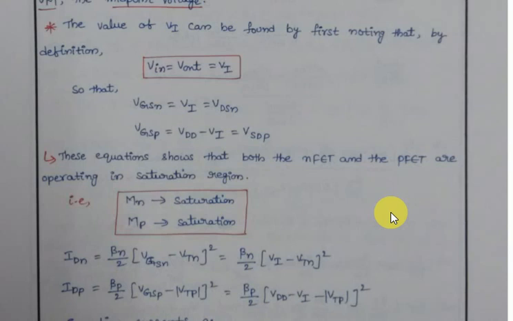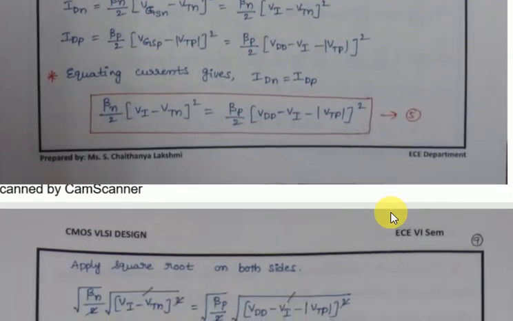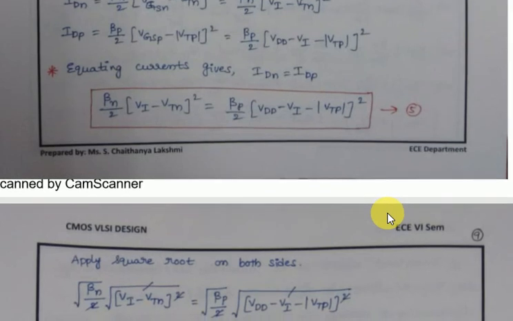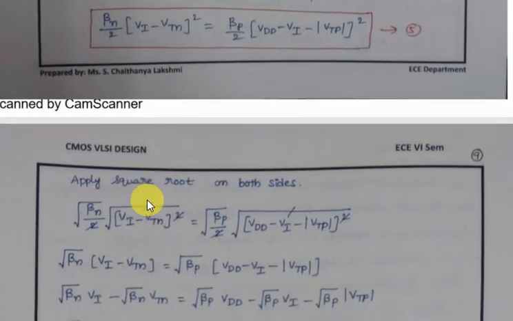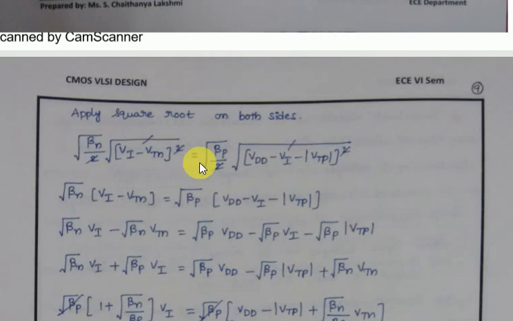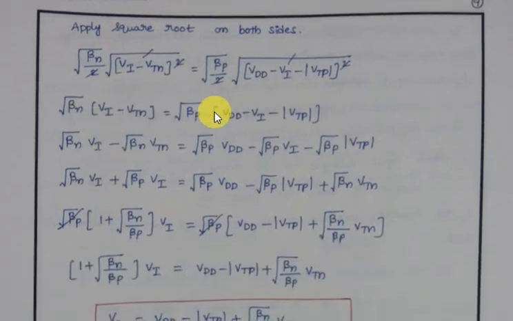At this stage, Mn will be in saturation and MP will be in saturation. So we equated those two, and beta n times (Vin minus VTN) whole square equals beta p times (VDD minus Vin minus mod of VTP) whole square, and we applied square root on both sides. Then we took beta p as common, 1 plus under root beta n by beta p times Vin.